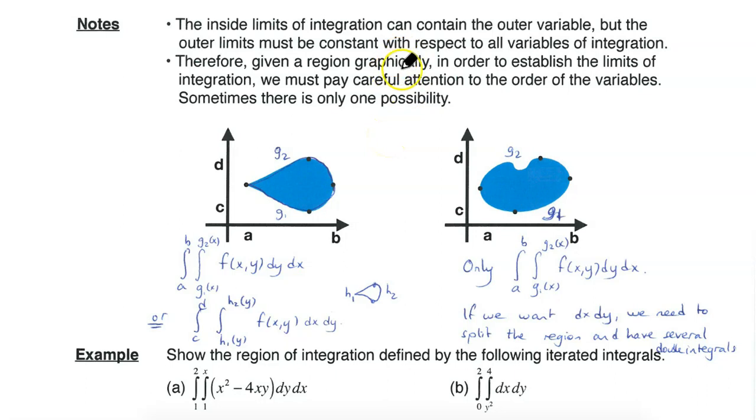Therefore, given a region graphically, in order to establish the limits of integration, we must pay careful attention to the order of the variables. Sometimes there is only one possibility.